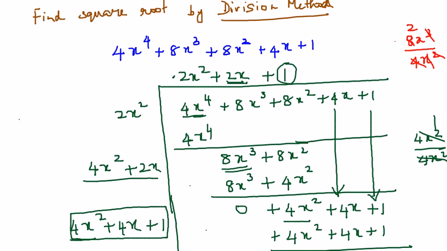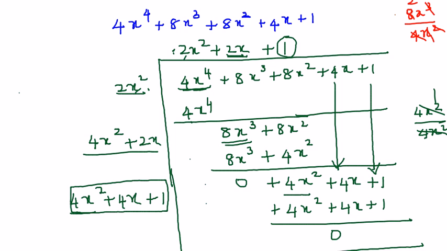Okay, is that clear? Go slowly. So you first take the first element here and find the square root of that. It is 2x squared. Then you multiply this with the quotient whatever you got. So 2x squared and 2x squared is going to be 4x power 4, obviously, right? So then you bring down the next two elements, 8x cube and 8x squared, right?